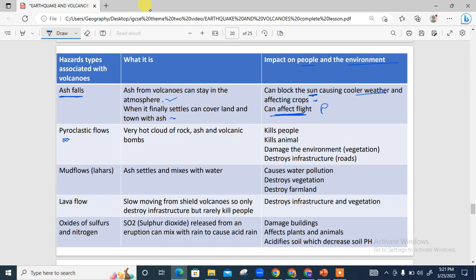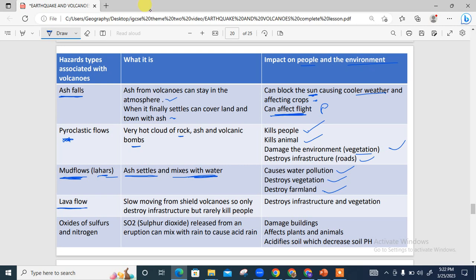Then pyroclastic flows, which are very hot clouds of rocks, ash, and volcanic bombs. And what is the impact? It kills people, it kills animals, that's environmental impact. It damages the environment like vegetation. It destroys infrastructure, roads, hospitals, buildings. Now, what we have are mud flows called lahars. So lahars are ash that has settled and mixed with water. So when it's settled and mixed with water, it's called a mud flow or lahars. And the impacts include it causes water pollution, it destroys vegetation, it also destroys farmland. So you see, now lava flow itself, which is the hot magma that reaches the earth's surface.